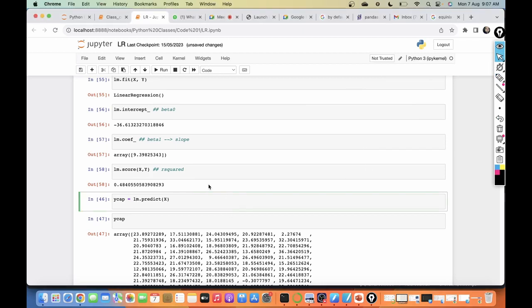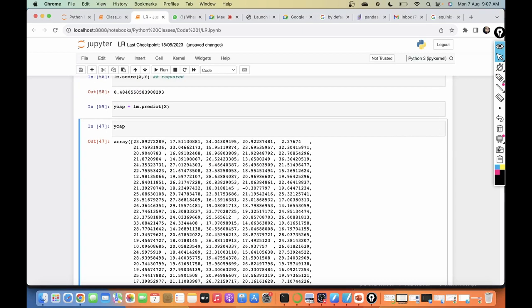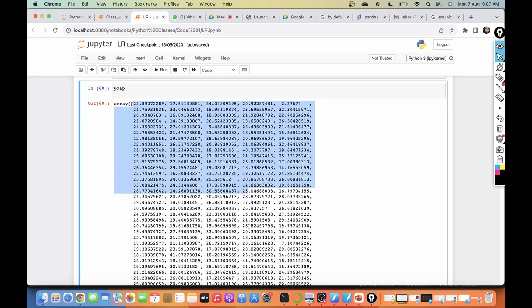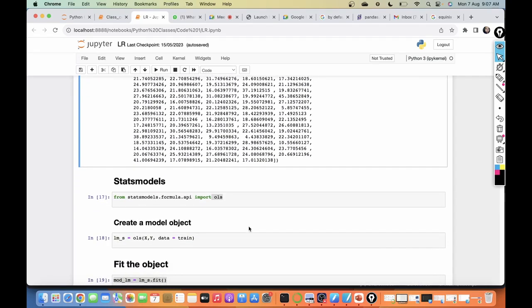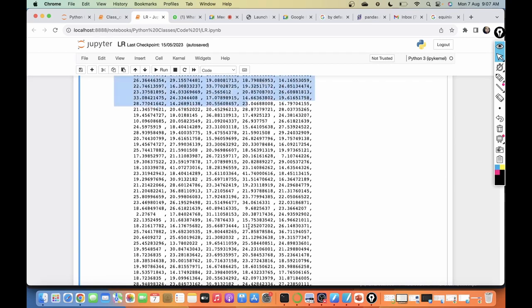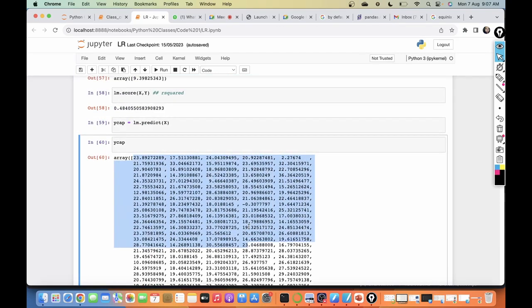So let's run it. Now we have the y cap, and you got all the values of y cap corresponding to every x1 value, right? Very good. So till now we got the predictions, and we can also find the errors, right?